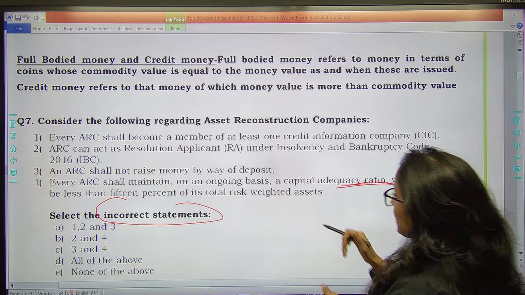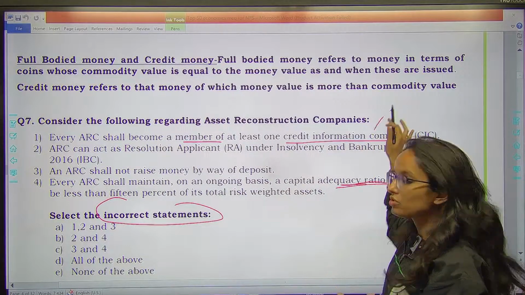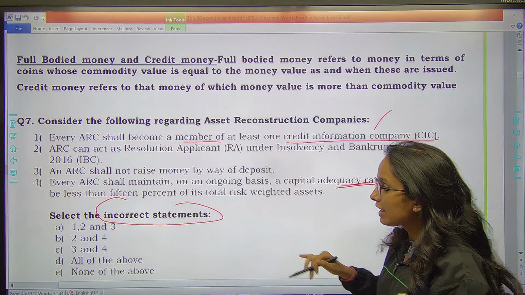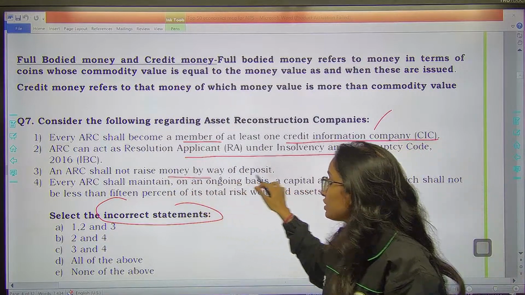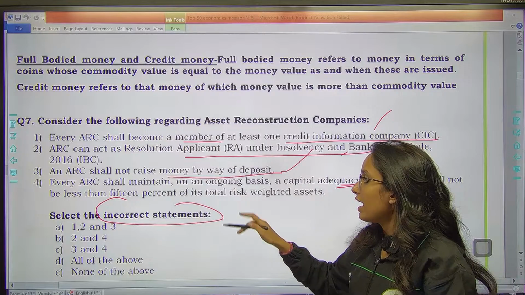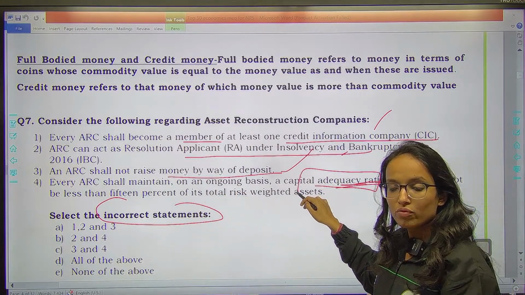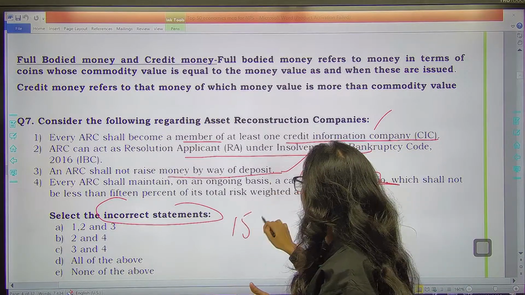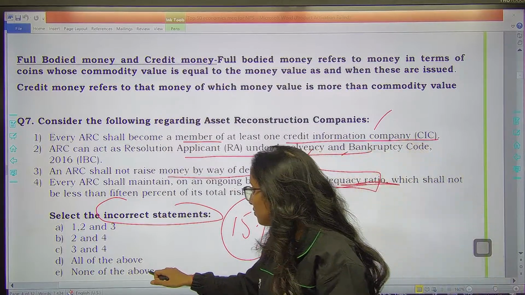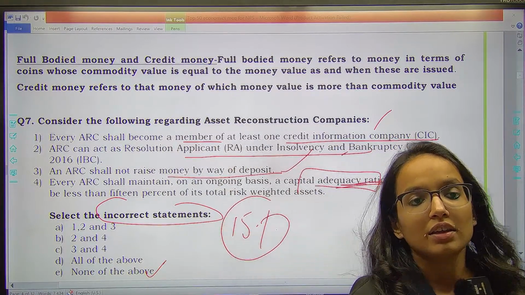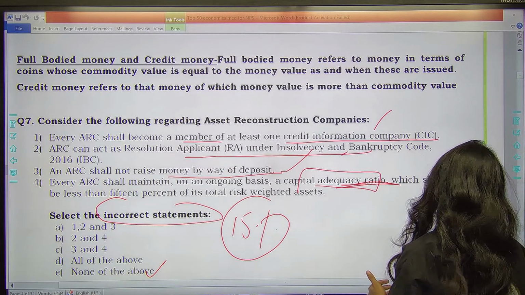See, first is correct. Every ARC shall become a member of at least one credit information company. True. ARC can act as resolution applicant under IBC. True. And ARC shall not raise money by way of deposit. True. Every ARC shall maintain on an ongoing basis a capital adequacy ratio which should not be less than 15% of its total risk weighted assets. That is also true, right? So none of the above is incorrect. All of them are correct. E is the right option here.